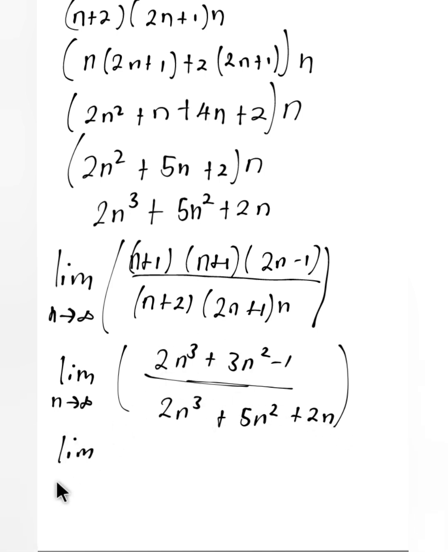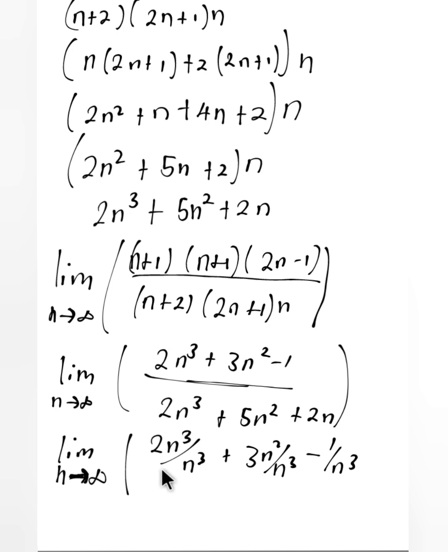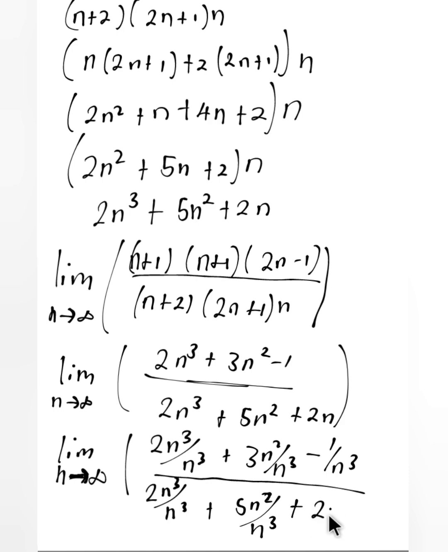So we have the limit as n tends to infinity of 2n cubed over n raised to the power 3 plus 3n squared over n raised to the power 3 minus 1 over n raised to the power 3, all divided by 2n raised to the power 3 over n raised to the power 3 plus 5n squared over n raised to the power 3 plus 2n over n raised to the power 3. So we have divided all of the terms by n raised to the power 3 because n raised to the power 3 has the highest power.